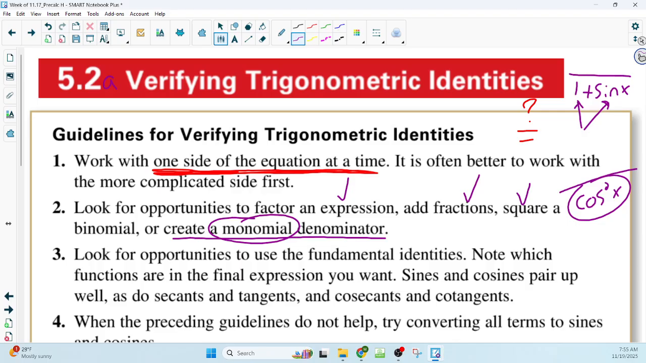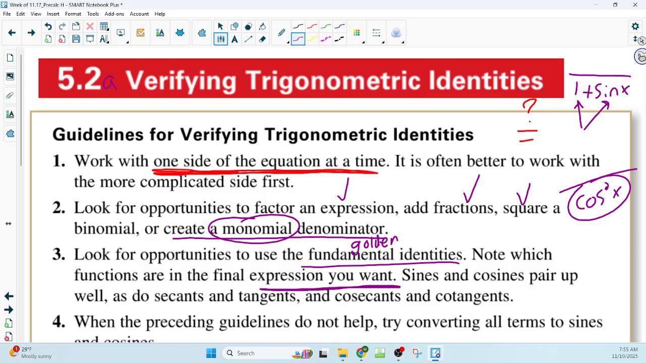Look for opportunities to use the fundamental identities. We call them the golden, often. The golden identities. They're right here on the whiteboard in my classroom. Sine squared x plus cosine squared x equals 1. And then we change that. Look for what you're trying to find, so the expression you want, which is going to be the right side usually, what it's going to equal.